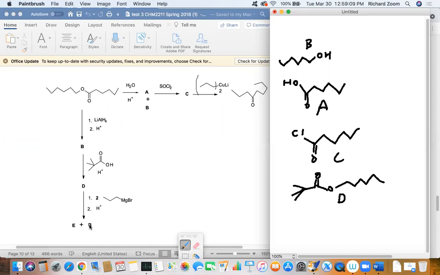Now remember, we've already got B, so we're really only after E. And then we've got the Grignard reagent, which is going to react with that to form that. That's going to be E. And B we already got from up here. All right, does anybody have any questions?